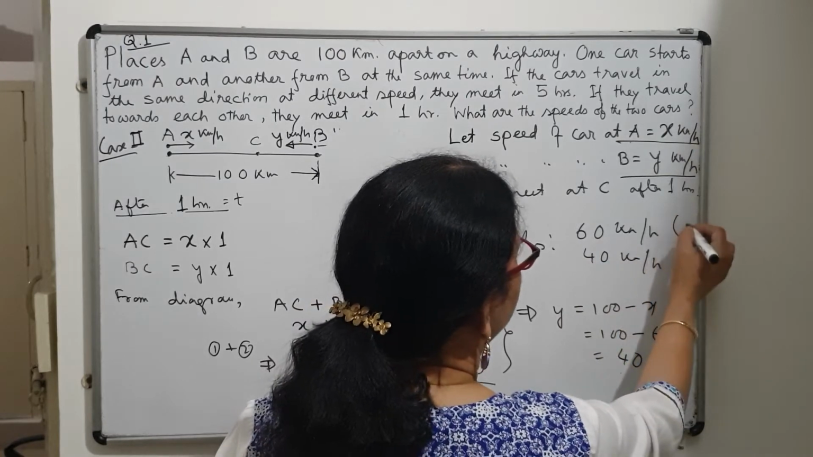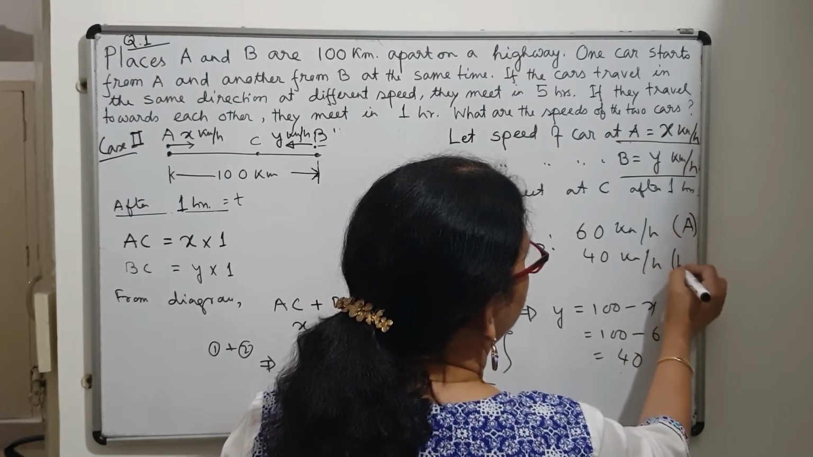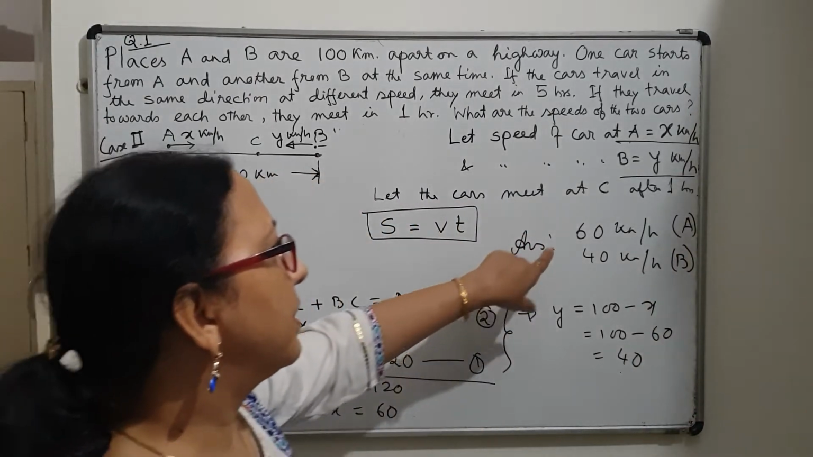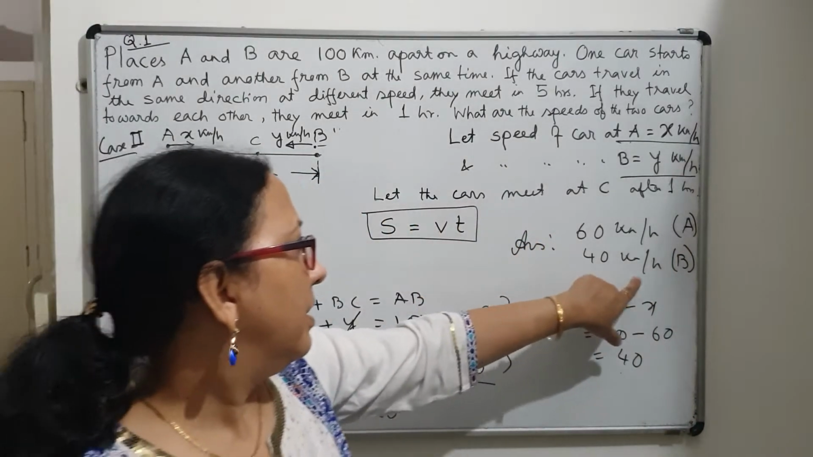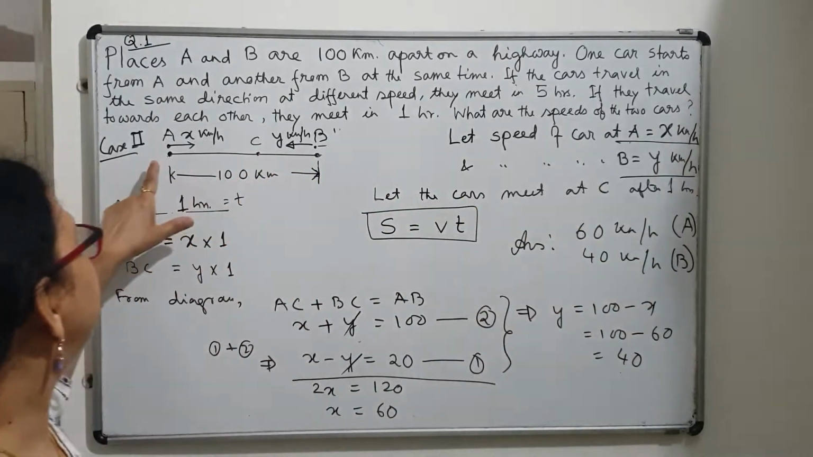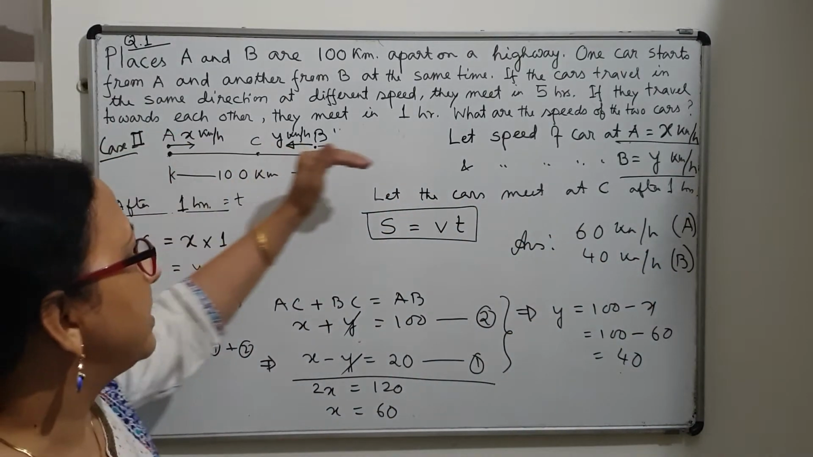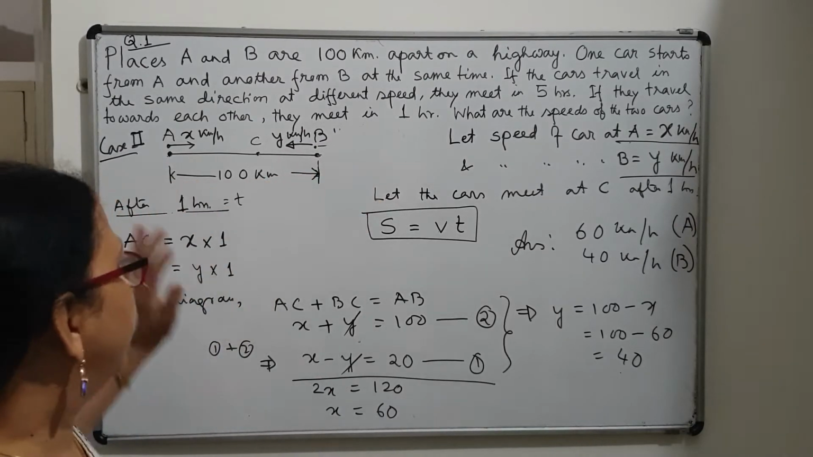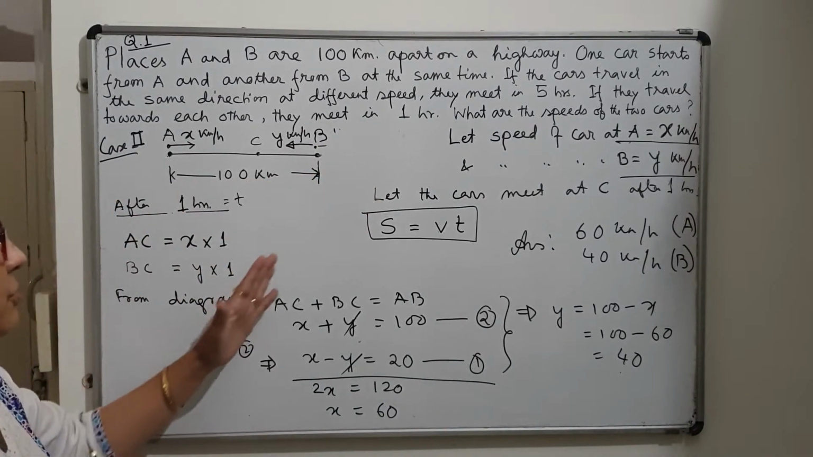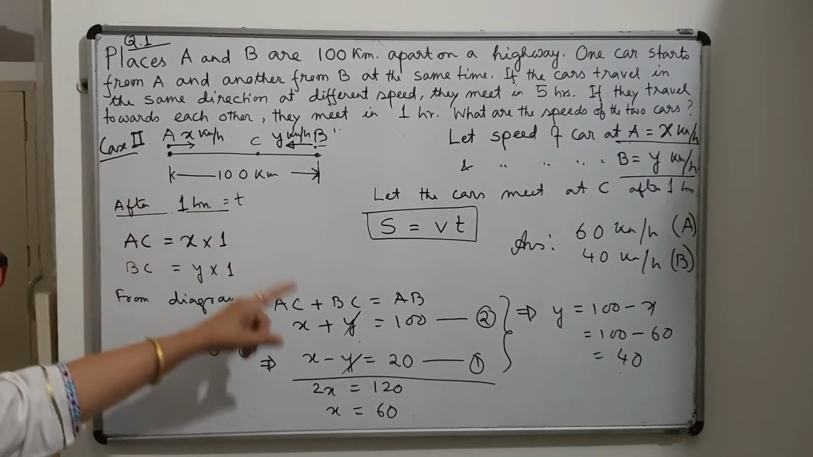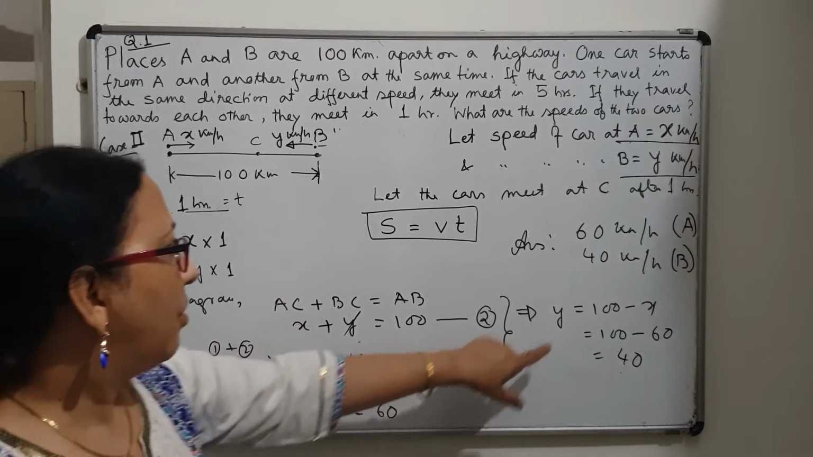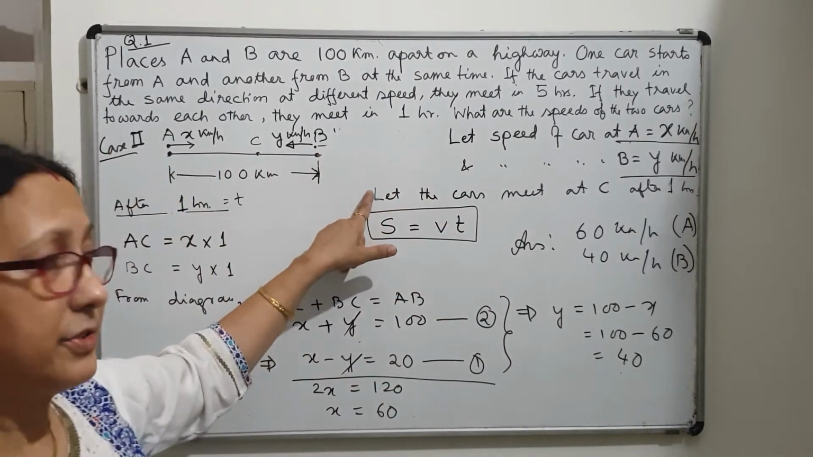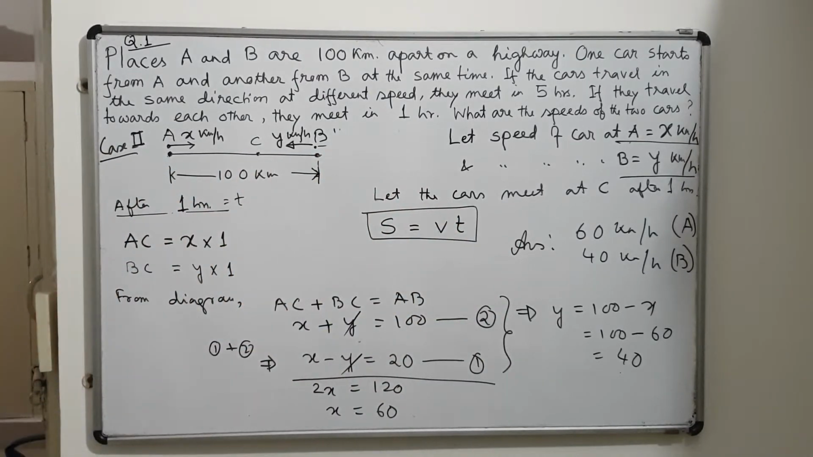This is for the car at A and this is for the car at B. Obviously the speed of the car at A has to be more than the speed of the car at B, otherwise in the first case, when they are moving in the same direction, they would not have met at the point C. So some common sense also has to be used. You can cross check our answers. The speed of this car always has to be more than the speed of the other car.